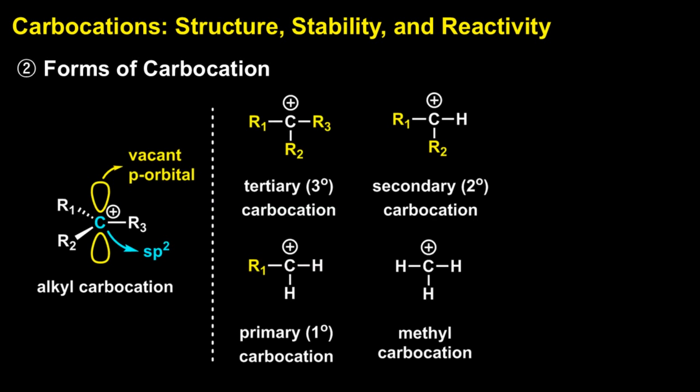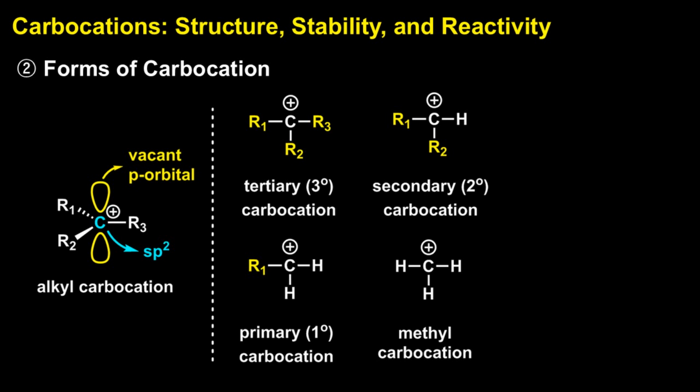Now, let's take a closer look at the actual structures, so we can really see what's going on. In the first diagram, we've got a lineup of alkyl carbocations from tertiary all the way down to methyl. These are the most common types you'll run into, and they all have one key feature in common. They're sp2 hybridized, which gives them a trigonal planar shape, and they have an empty p orbital sticking straight up. That vacant orbital is what makes carbocations so reactive. They're just waiting for something to come along and donate electrons.